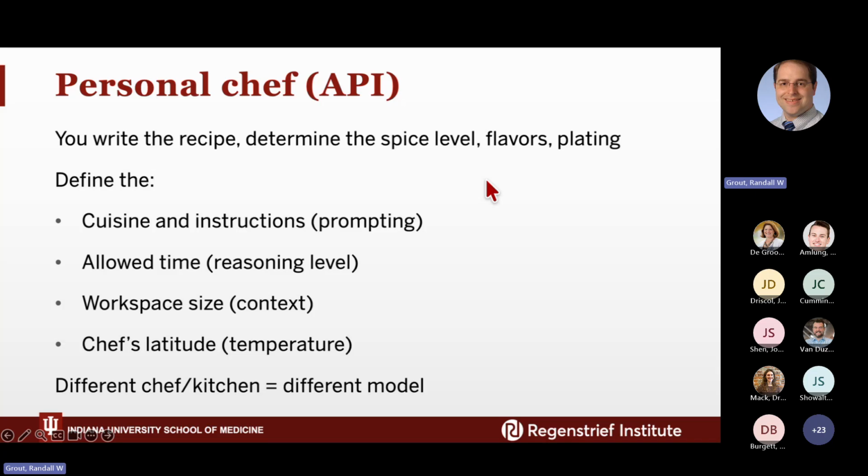And in this area, we're assuming the personal chef would follow instructions carefully. But you get to define the cuisine and the instructions on the recipe. And in this analogy, that would be like the prompting. You get to do that system level prompt. You could define the allowed amount of time to create the dish. And that could be, in an analogy with the API, how much reasoning time or the reasoning level that you allow a model to do.